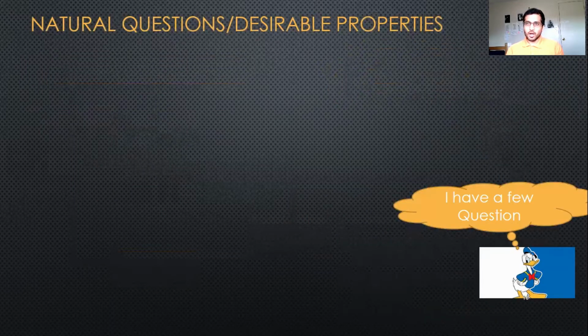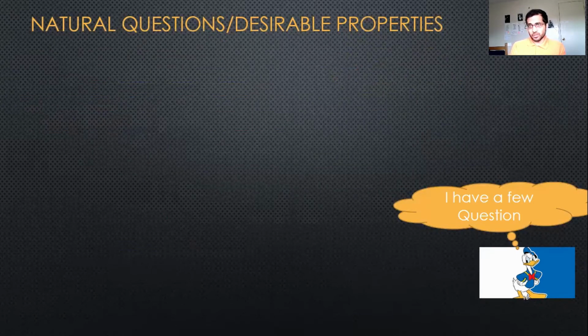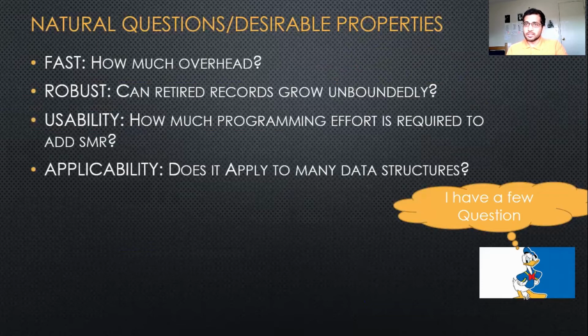So it seems like all this extra work needed to safely reclaim memory in a concurrent program might have some repercussions, especially on the performance of the data structure. So it gives rise to certain questions, which can also be thought of as desirable properties of any safe memory reclamation algorithm. So first of them is how much overhead would all this extra work have on the data structure?